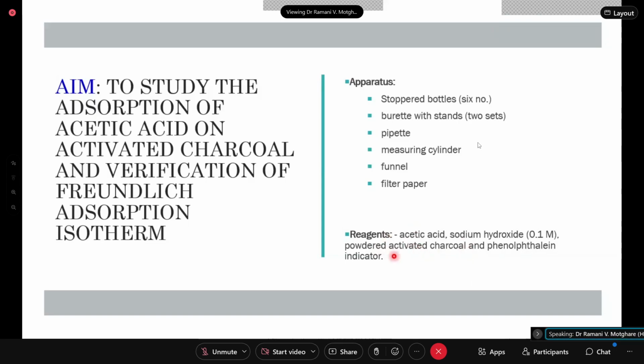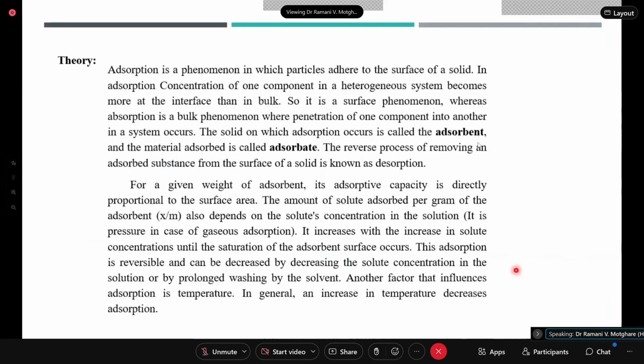Now, what is activated charcoal? The charcoal is pulverized and kept in a hot air oven for the removal of occluded gases and moisture from the charcoal. On heating for 1 hour at 105 degrees centigrade, you get your activated charcoal. You need an indicator, that is phenolphthalein.